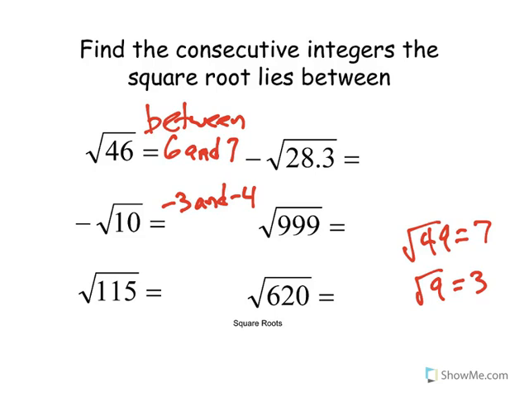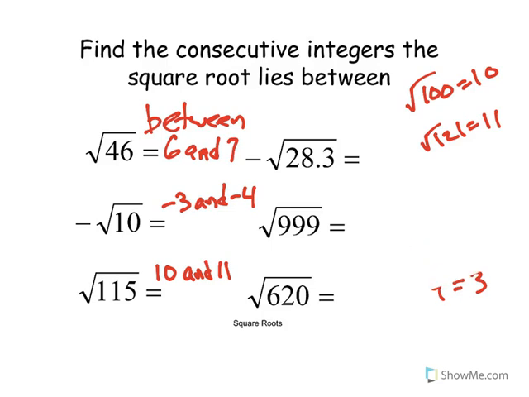How about the next one? Well, this one we have to do maybe a little bit more, right? The square root of 100 is 10. The square root of 121 is 11. Now, 115 is between 100 and 121, so this is going to be between 10 and 11. And again, put it in your calculator, you're going to get 10 point something. 28.3, we don't really care about the decimal. The square root of 28 versus the square root of 28.3 will almost be exactly the same.